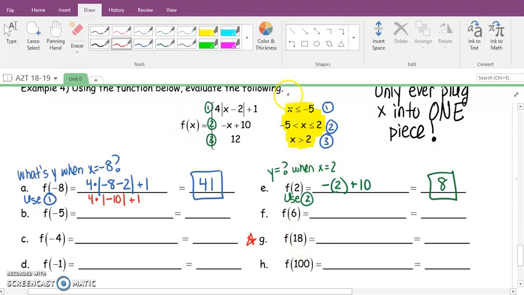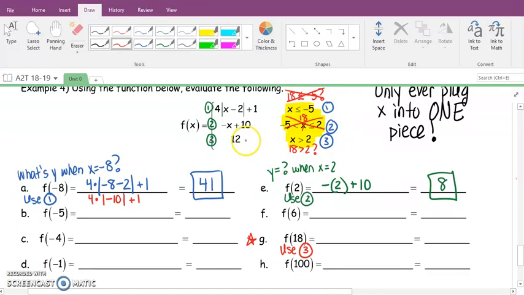Well, 18, I'll test that one also, is 18 less than or equal to -5? Nope, that's way bigger. Is 18 in between -5 and 2, where it could equal 2? No, definitely not, because 18 is way bigger than 2. And is 18 greater than 2? Yep, 18 is greater than 2. So I'm going to use equation 3 for this one.